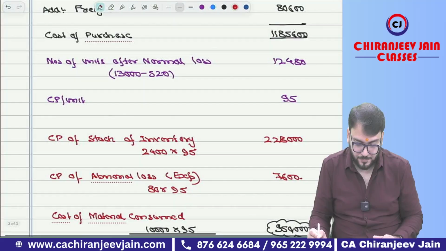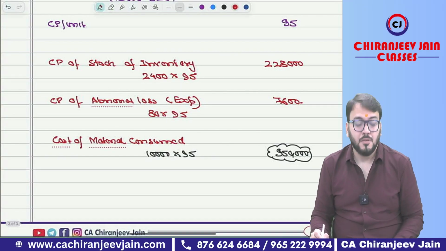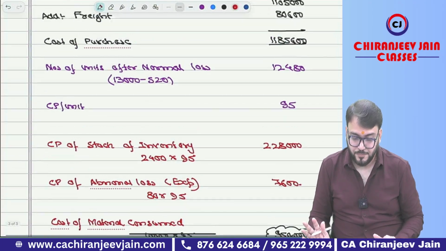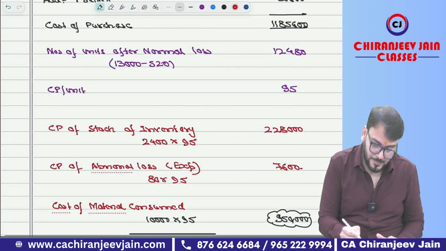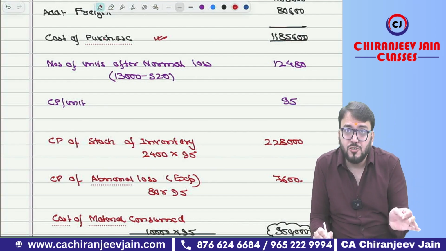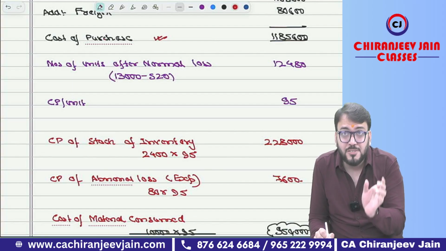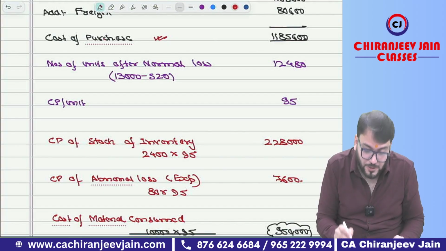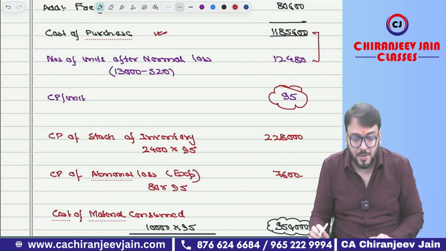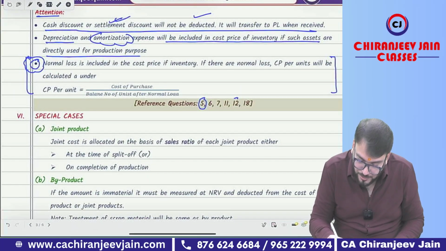Any doubt? Super easy. So first, always find out the cost of purchase. Now you know what is the cost of purchase in case of manufacturing and in case of trading organization. The cost of purchase, then divide by number of units after normal loss. Then you divide these two, you will get cost price per unit. Okay, sir. The 12 also we have done.